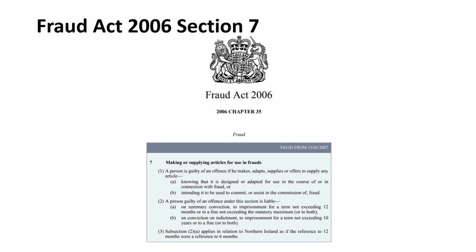Now, under the Fraud Act, Section 7, it says making or supplying articles for use in frauds. Well, all the documents they produced were supposed to be done by a court, yet it was done by the local council. So therefore, all the documents are guilty of being an act of fraud.